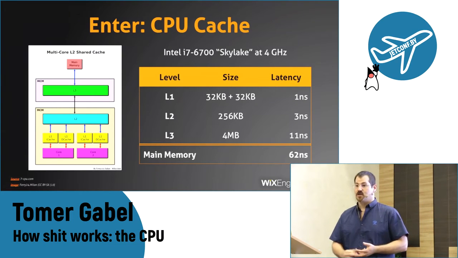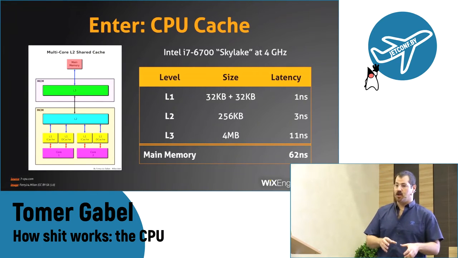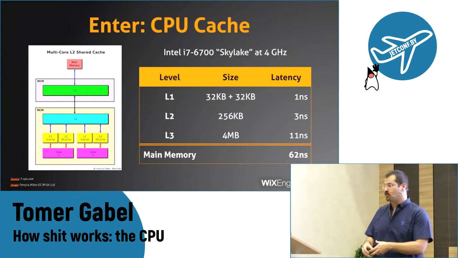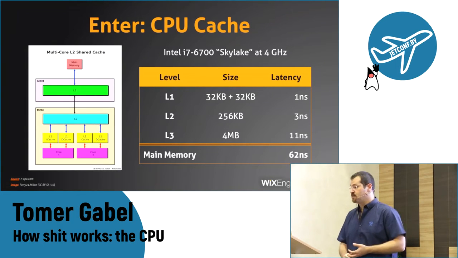The level 2 cache is also on die. It's 256K. Typically, each CPU core has its own level 2 cache, and the access time is in the vicinity of 3 to 7 nanoseconds.